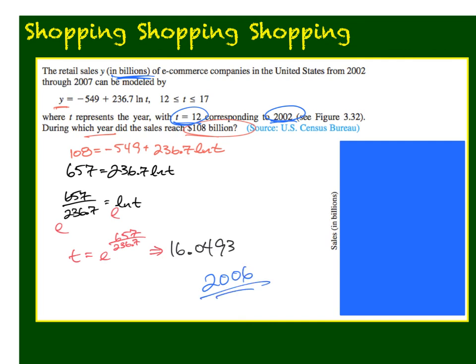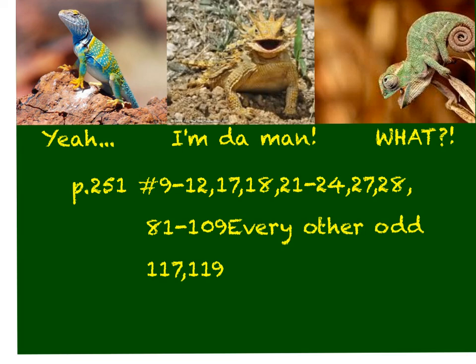What if the answer were 16.99? Still 2006. It happened in December, obviously, of 2006, but it's still 2006. What if it was 15.99? Then it would happen in 2005. Just because we're trying to round up and whatnot, it doesn't actually work when we do it with those years. All right, there you go. We have one more lesson to finish up this chapter.